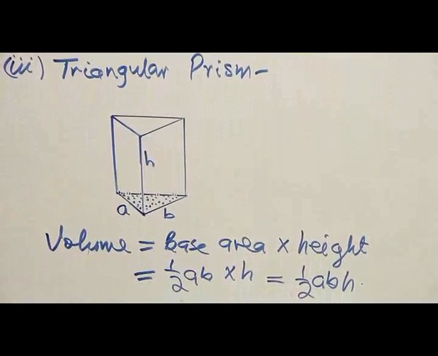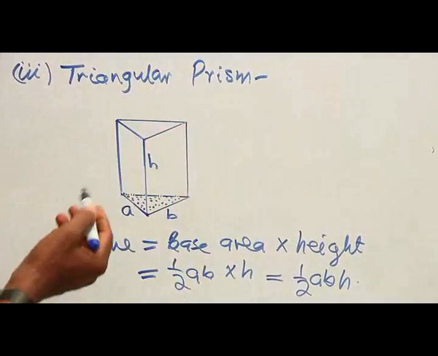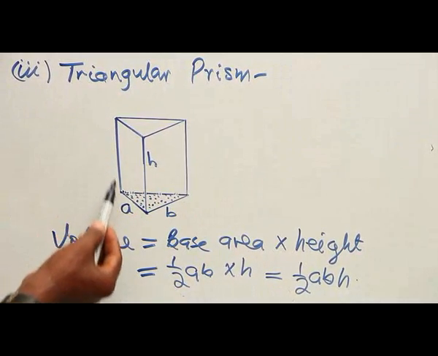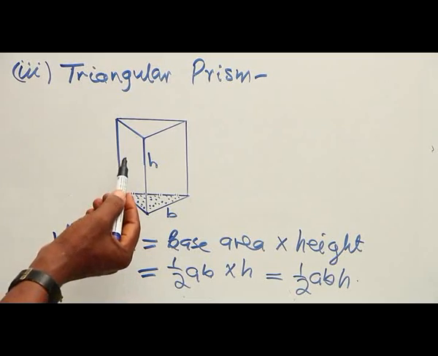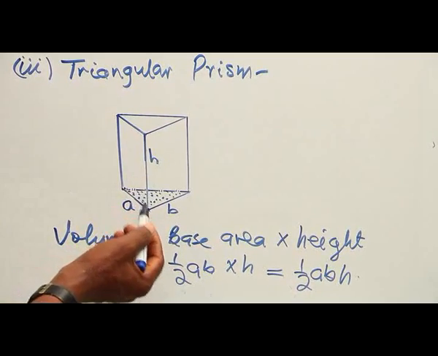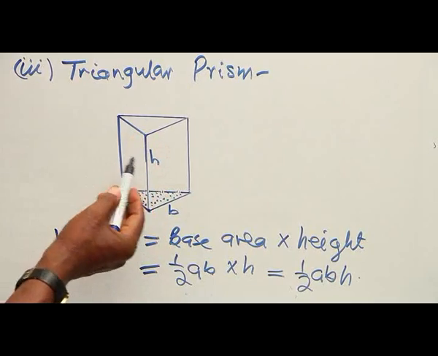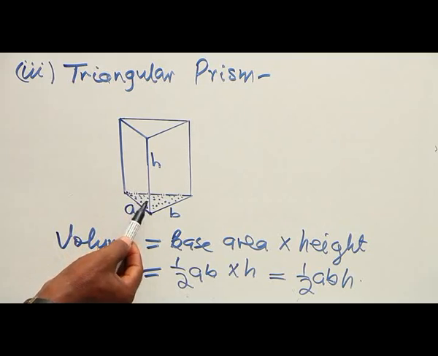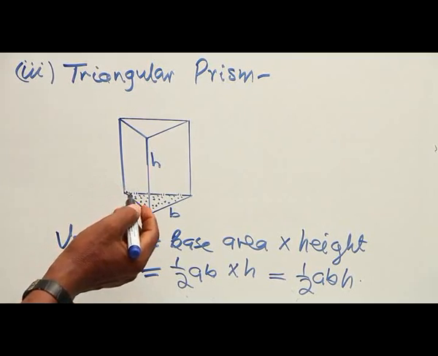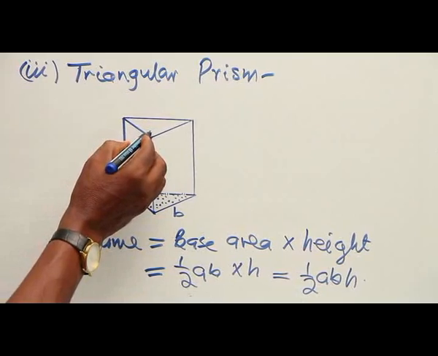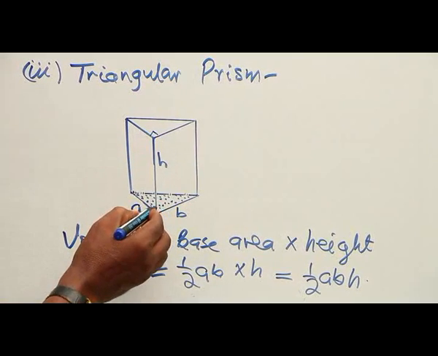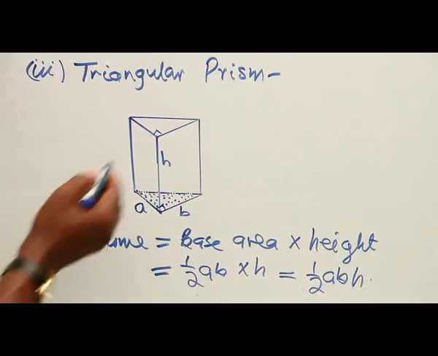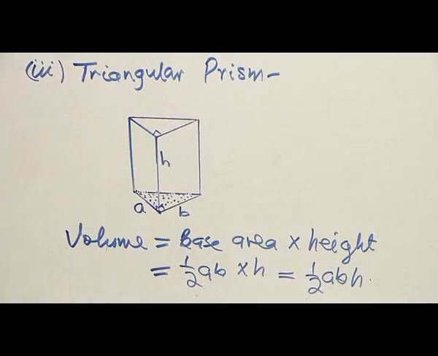The third case, triangular prism. Here is a triangular prism. Look at the diagram. A triangular prism has two triangular faces and three rectangular faces. And of course, the triangular faces are right angled. So they are right angled triangles.